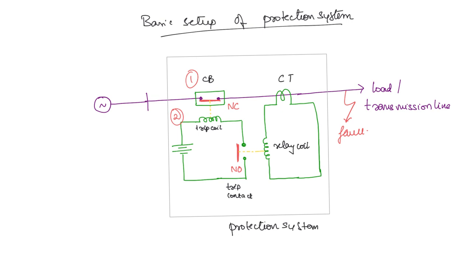And next, what is the equipment that is actually identifying the current? It is the current transformer, right? So that is also one major equipment that is required in a protection system. And also we have the relay coil, right? So these are some of the major components that we have in a protection system, but remember we have only discussed the basic setup.